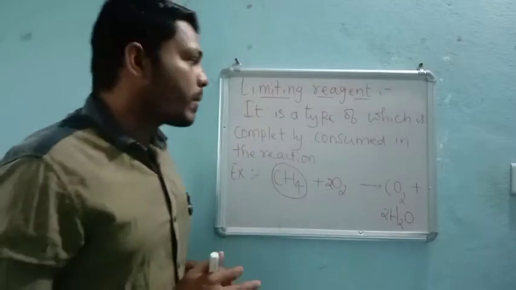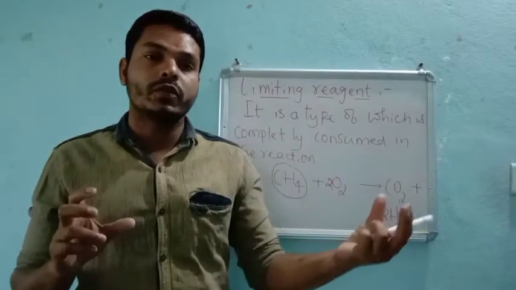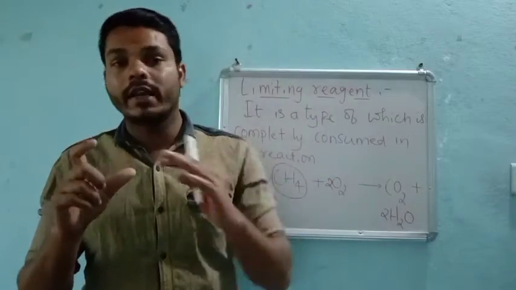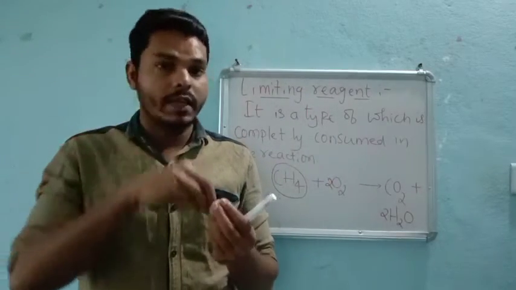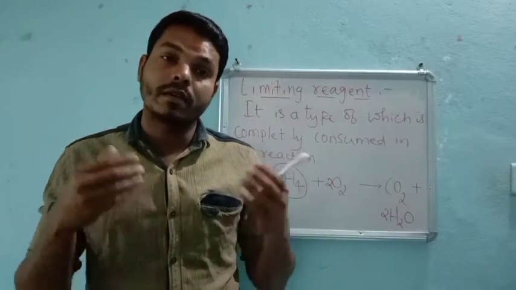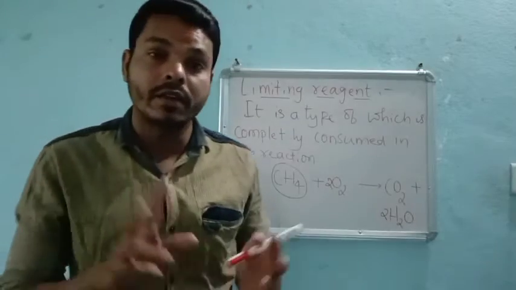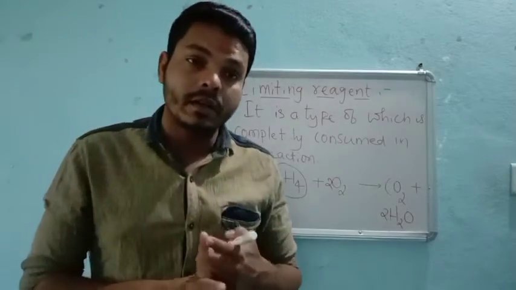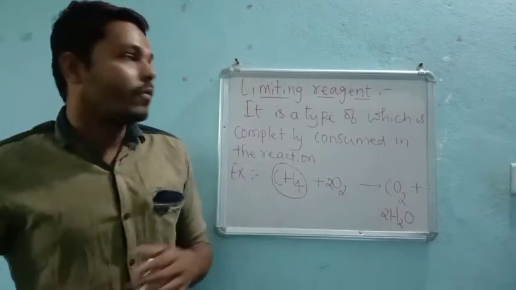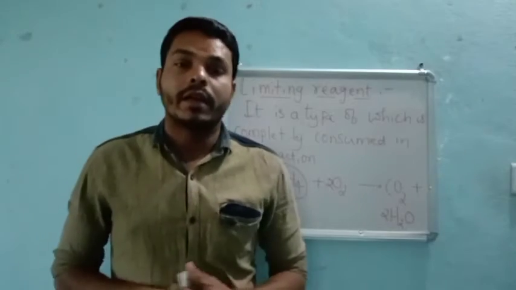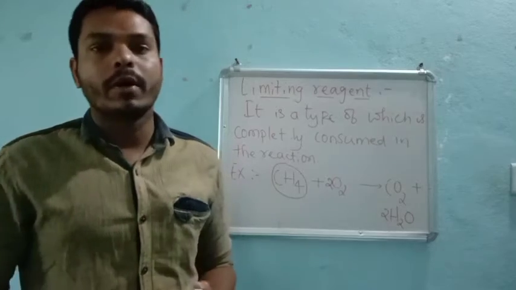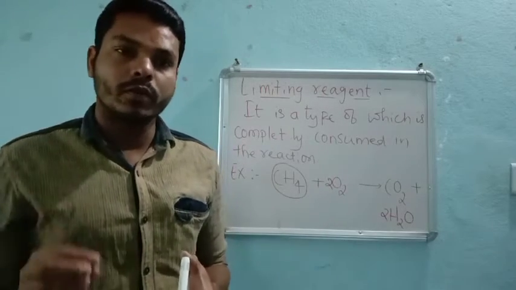Say for example, if I take a water molecule as well as sugar, then which is the limiting reagent? Water we always take in excess amount, and we take sugar in less amount, that means solvent and solute. But which is the limiting reagent among water and sugar? Definitely sugar is the limiting reagent. Like this, which is completely consumed in the reaction is nothing but the limiting reagent. You have so many examples in your book, please go through them.